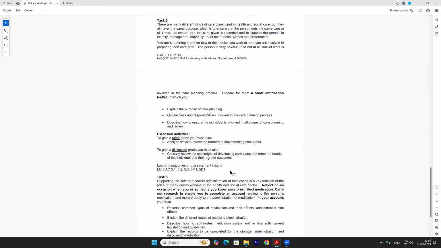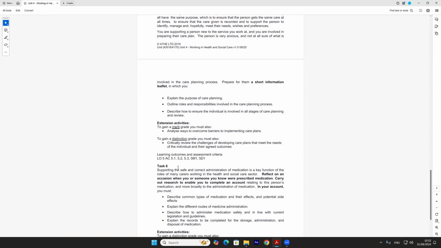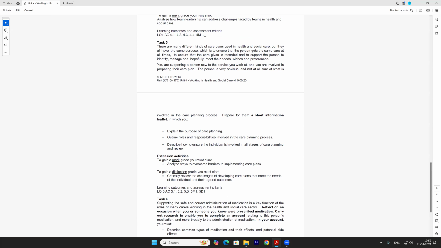Then for the learning outcome and assessment criteria, again, we have the learning outcome 5, and the activities are, after finishing the 4M1, you will go for the 5.1, then 5.2, 5.3, then 5M1 and 5D1. Right. Then for the task 6, as you all know that in this unit we have 6 learning outcomes to cover, and that's why we have 6 tasks to complete in this unit.